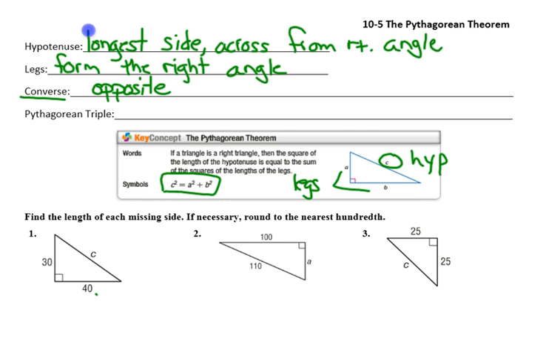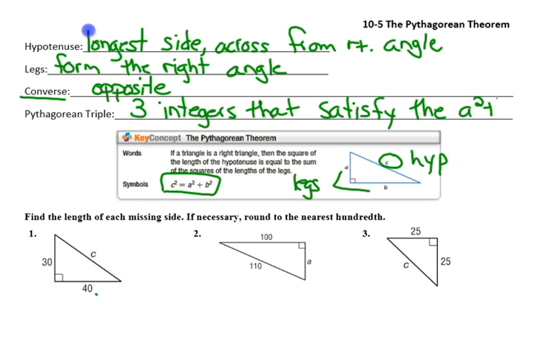We're going to also deal with something called Pythagorean triples, and Pythagorean triples are three integers that satisfy the Pythagorean theorem. So it's three integers that work in there. An example of a Pythagorean triple is 3, 4, 5. Because if I square 3, it's 9. I square 4, it's 16. Square 5, it's 25. And 9 plus 16 is 25. So that's an example of one.